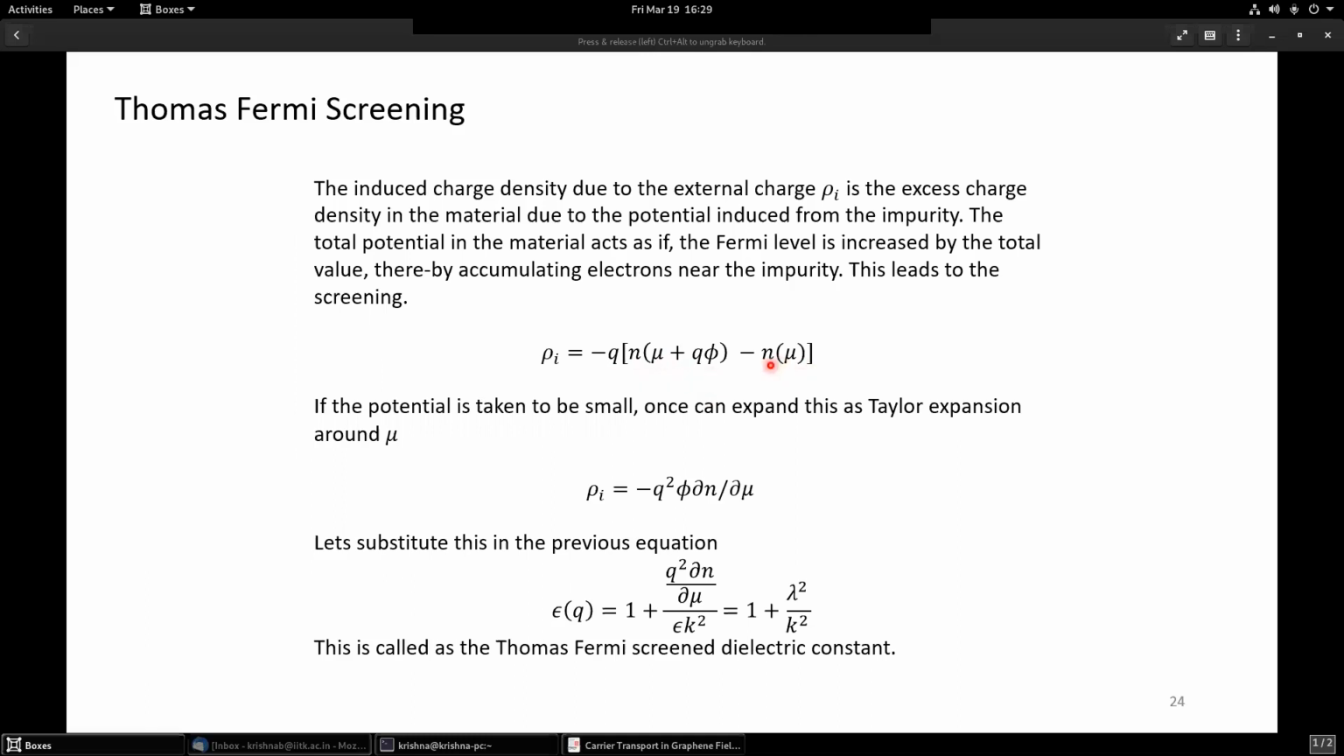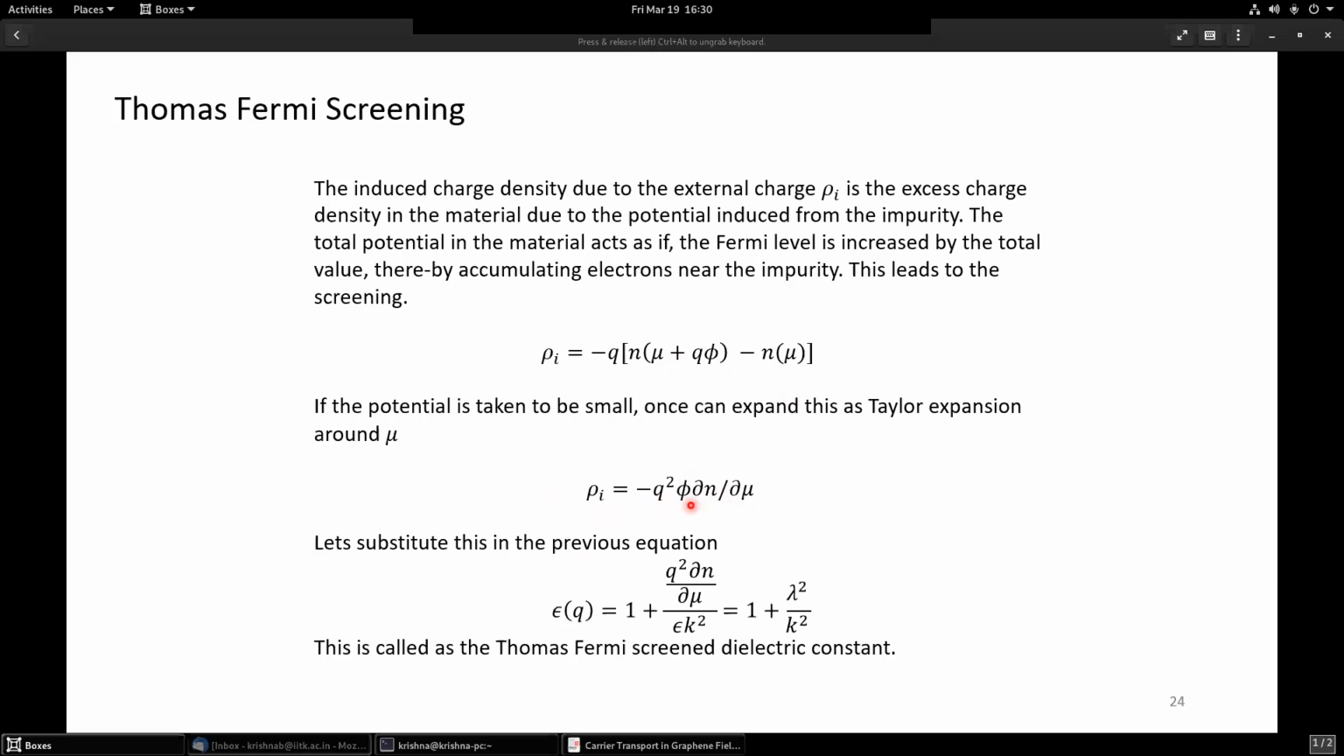This is the background and this is the additional one. So the additional charge density is just expressed as a Fermi-Dirac distribution plus some additional chemical potential here, right? Once we have something like this, if we take this potential to be small enough, then we can expand this in a Taylor series, which will come out to be rho_I is minus q square psi, psi being the potential, times ∂n/∂μ.